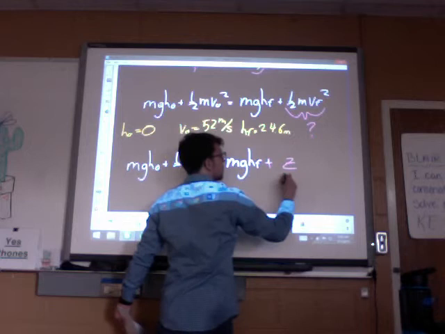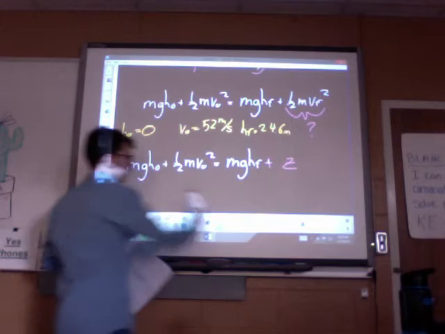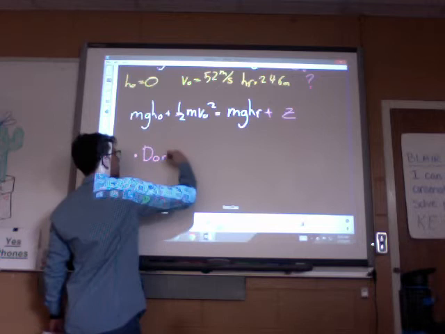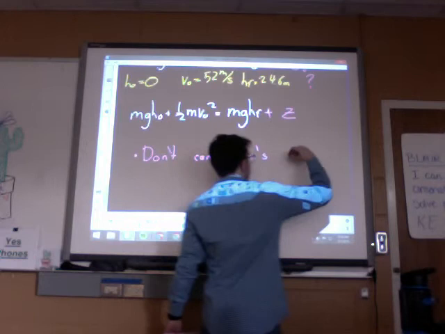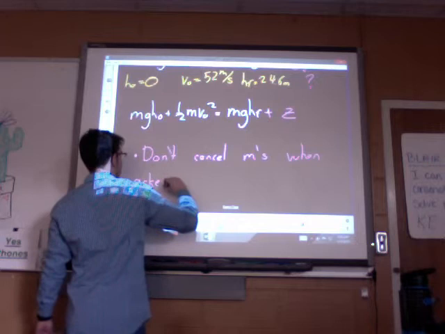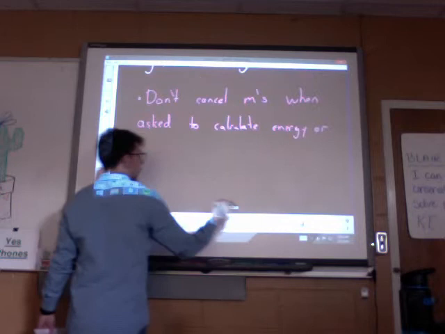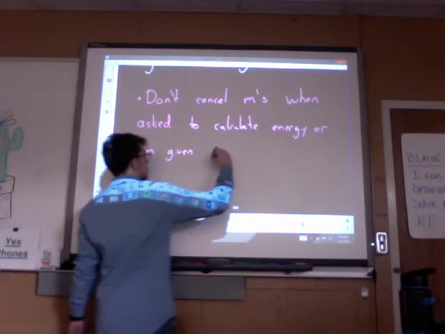And if we cancel out M's, that no longer means kinetic energy. So, here's what you need to know. You don't need to write that down. We're going to rewrite it a different way. So here's what you need to know. Let me think of a way to phrase it. Don't cancel M's when asked to calculate energy or when given. We're writing it? Yes, ma'am. I mean, you can if you'd like, if you want to get an A on the test.